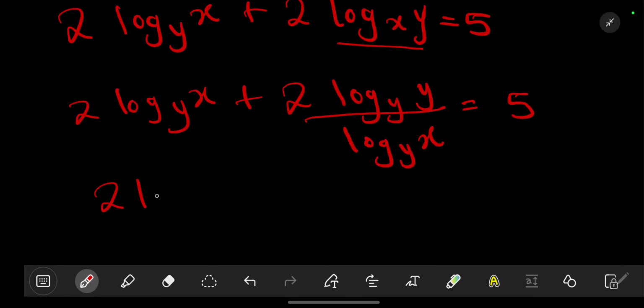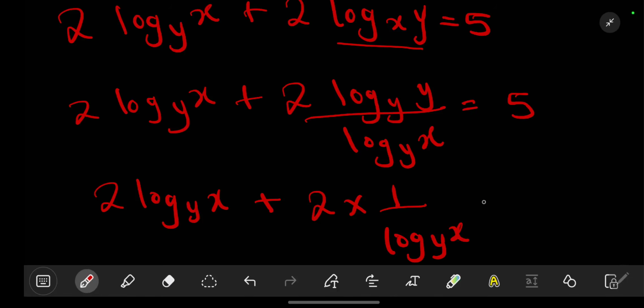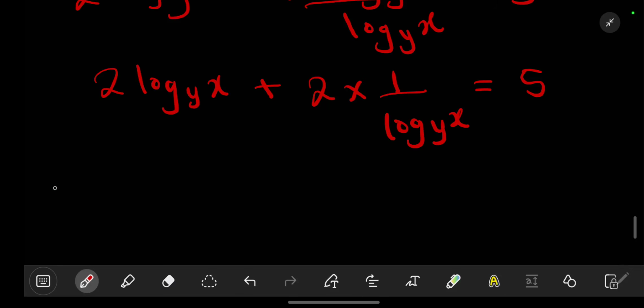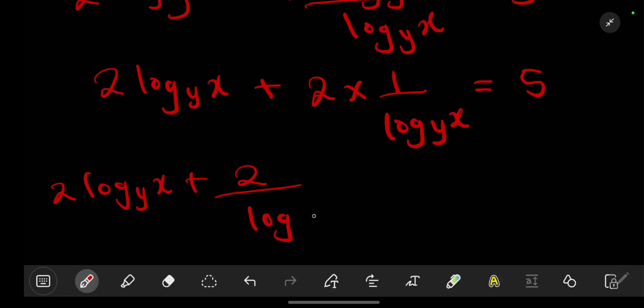Then we are going to just say 2 log of x base y, plus we have this and this is 1, so we are going to have 2 times 1 over the log base y of x, which should be equal to 5 like that. So this is the same as having 2 log of x base y, plus we have 2 times 1 is 2 over the log base y of x should be equal to 5.